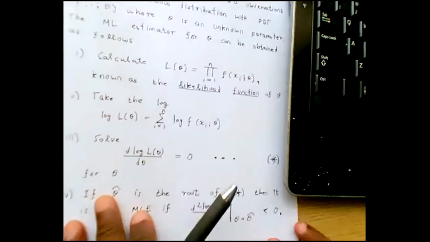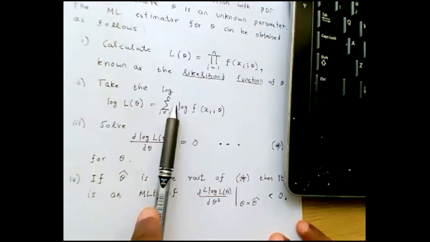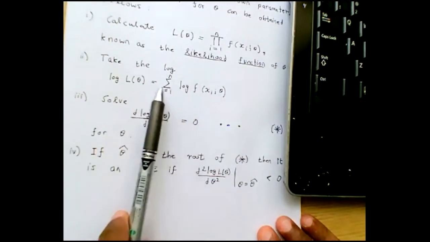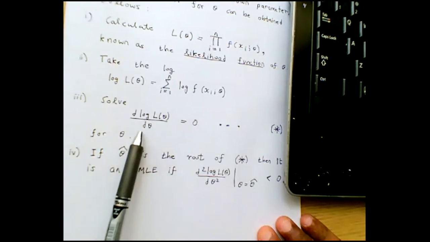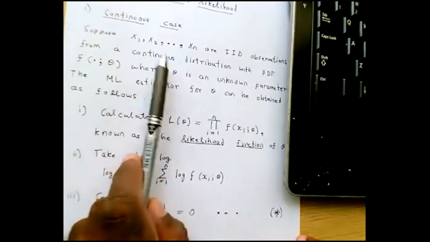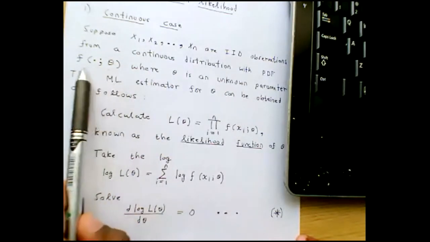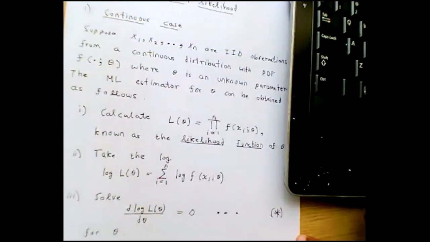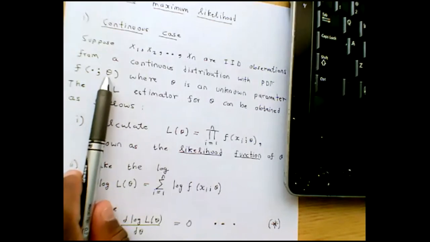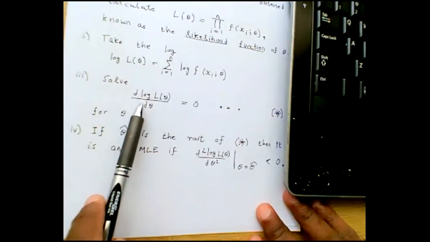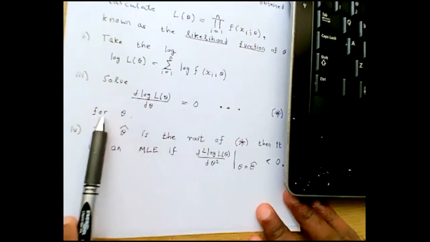The second step is to take the log of the likelihood function, which becomes this. The third step is to differentiate the log likelihood with respect to theta, the unknown parameter. The random sample is from a continuous distribution with this PDF, parameterized by theta. What we're trying to do is find the MLE, or the maximum likelihood estimator of theta. So you differentiate the log likelihood, set it equal to 0, and solve for theta.